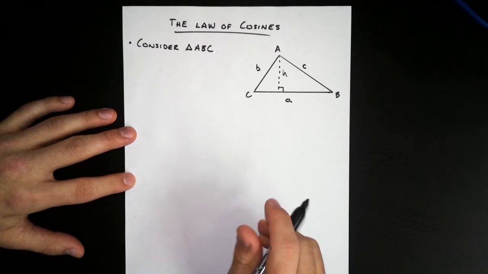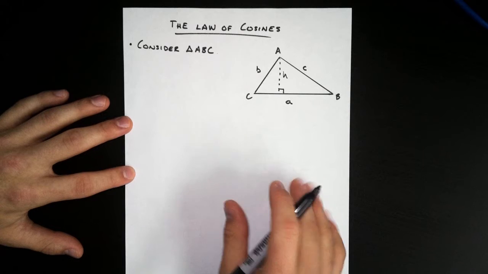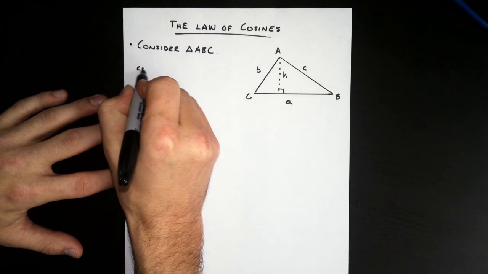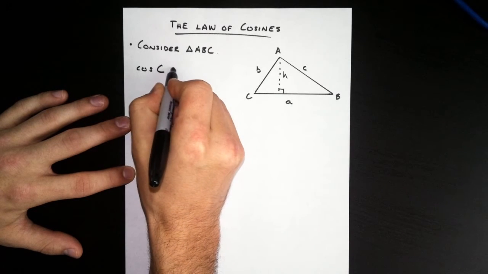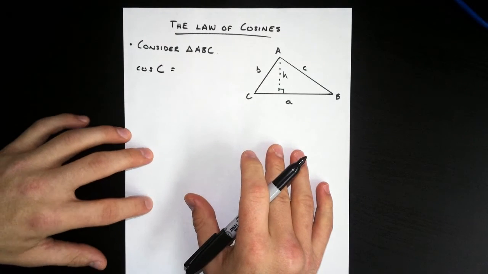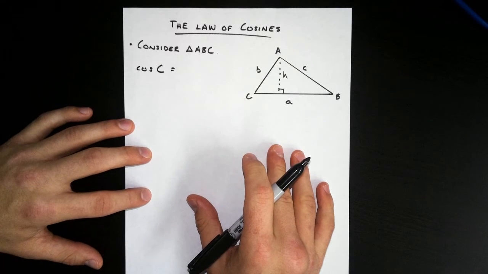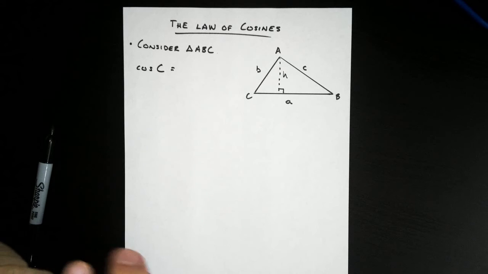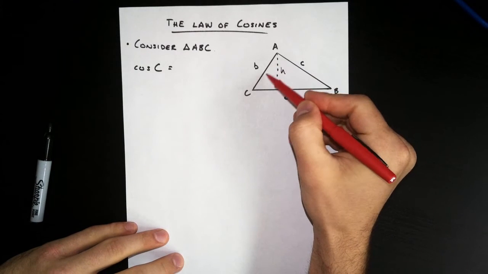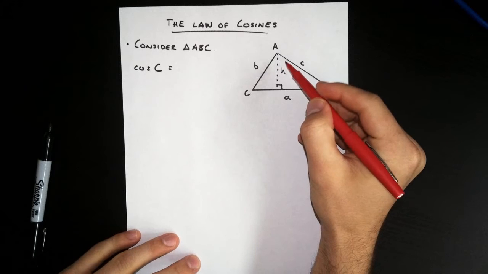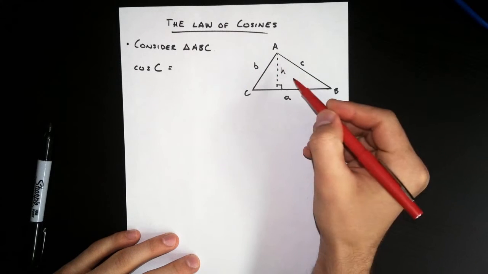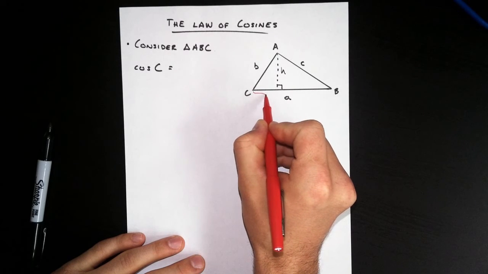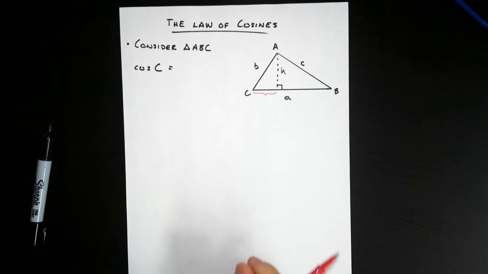So the first thing, for the law of cosines, let's start by doing the cosine of angle C. Now the cosine is the ratio of the adjacent side to the hypotenuse of the triangle. So I'm just looking at this small right triangle here. I know the hypotenuse is b, but my adjacent side is this length right here.